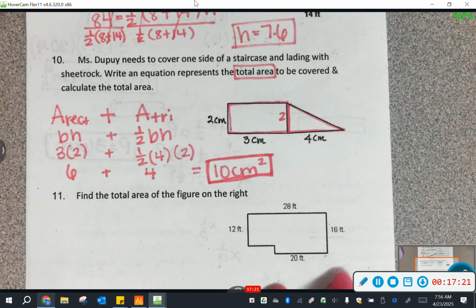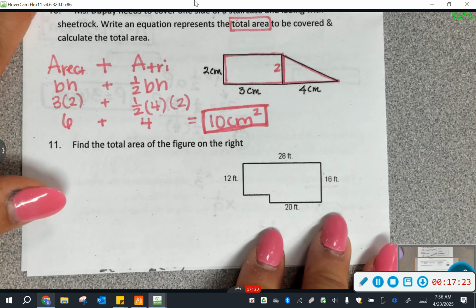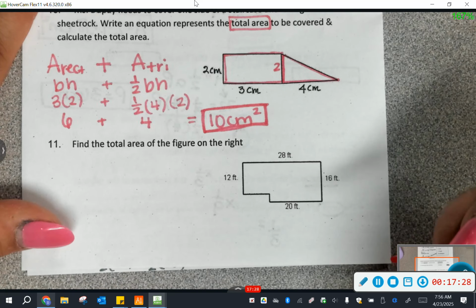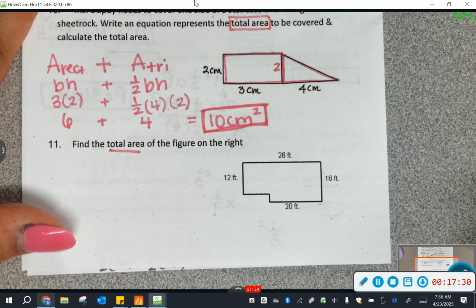I think this is the same problem we did yesterday. Is it? Okay. No, I think I had to find the perimeter. I think we did both. It says find the total area.